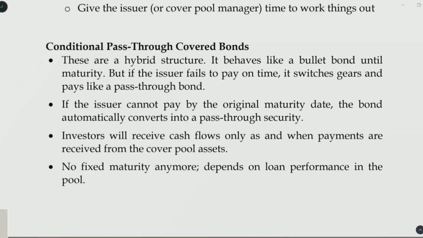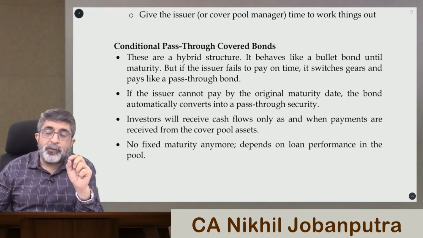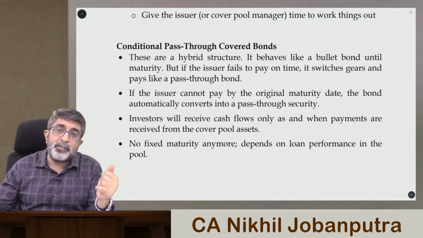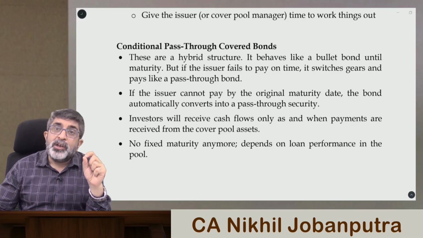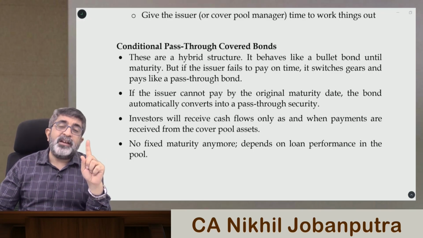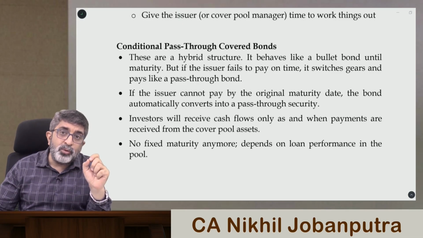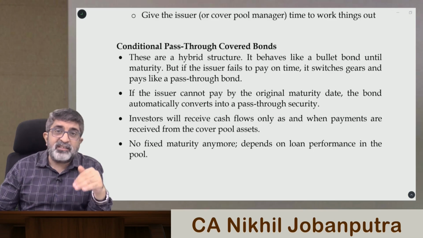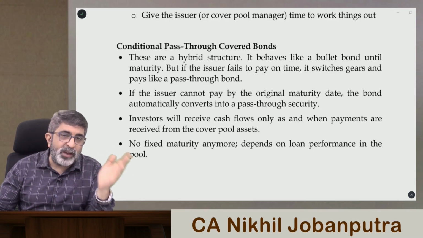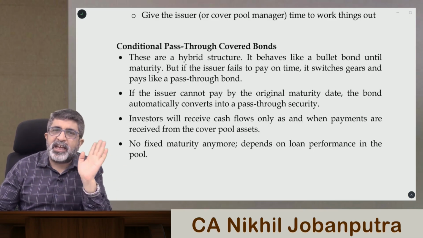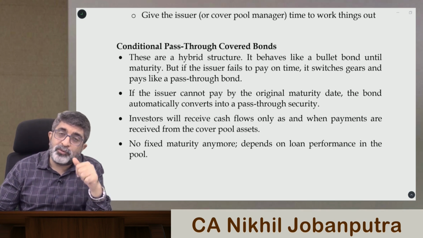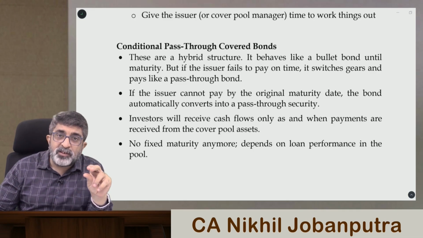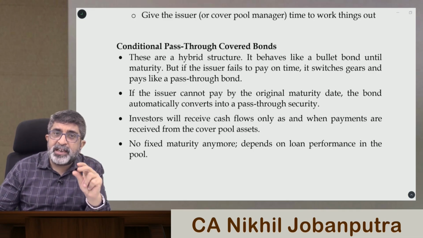So one very important feature of covered bonds which fall into the conditional pass-through category: in case any default is made and the bond gets transformed into the pass-through category, what happens then? There is no fixed maturity because it is passed through. When the cash is collected, that is the time when the repayments will be made to the investor. So there is no fixed or determined maturity and cash flow.